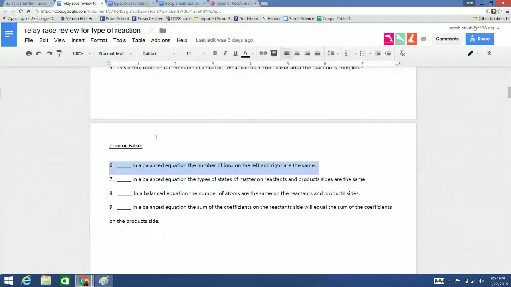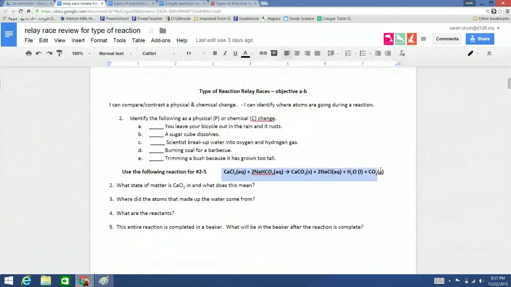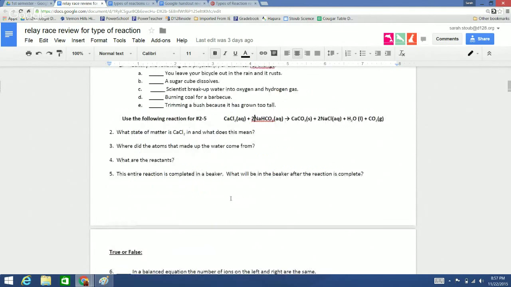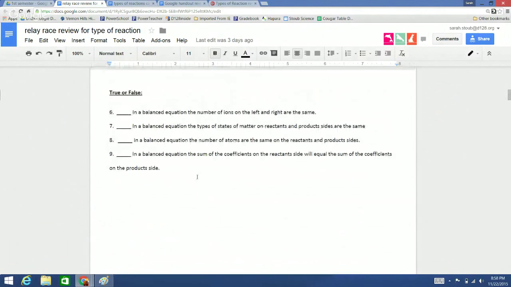An example of that would be this one right here, this equation. On the left side, I've got lots of ions. I've got 1, 2, 3, that's 3 ions, 4, and 5, but twice as much, 6, 7. I have 7 ions on the left, but I only have 1, 2, 3, 4, 5, 6 ions on the right. So the number of ions don't have to be the same in order to have a balanced equation. That's not a requirement of a balanced equation.